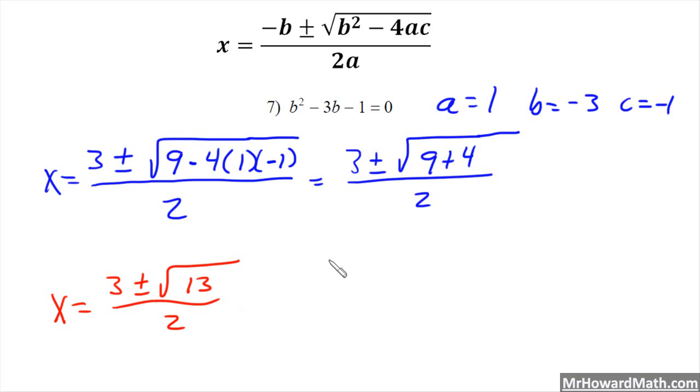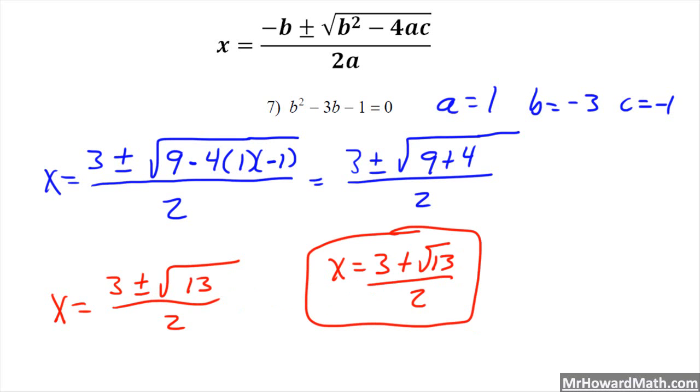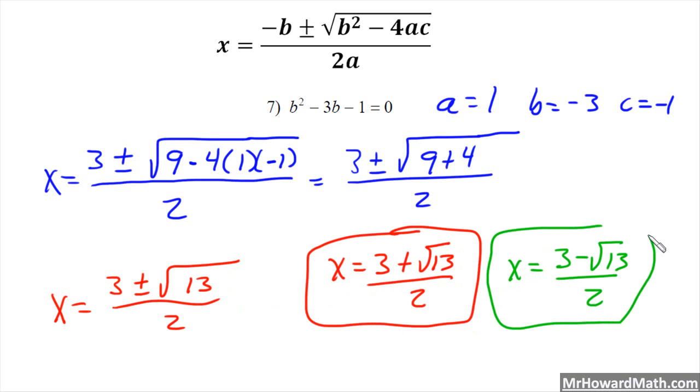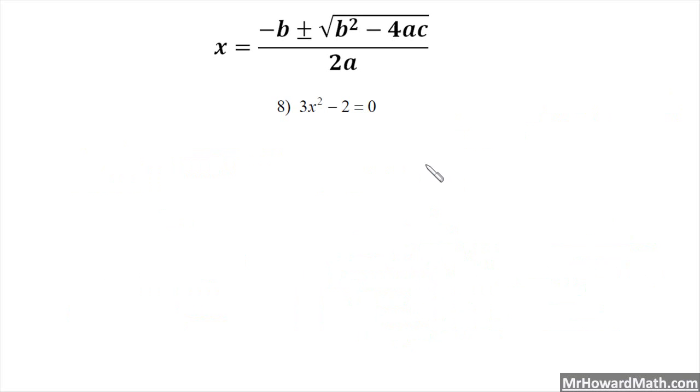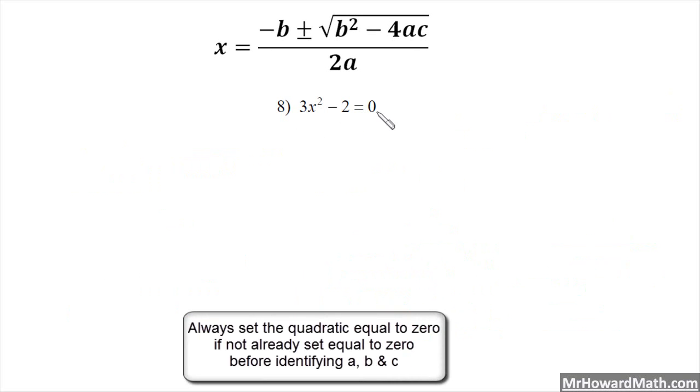So we have two solutions here. First solution, 3 plus square root of 13 all over 2. That's an answer. That's a solution. And then we have x equals 3 subtract square root of 13 all over 2. So two solutions there. And this is the correct form to leave it in. This is some decimal value, but we want exact value, so we'll leave it just like that. Nothing else to simplify. All right, last example here, 3x squared subtract 2 equals 0.